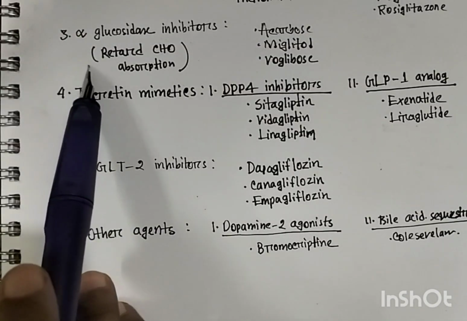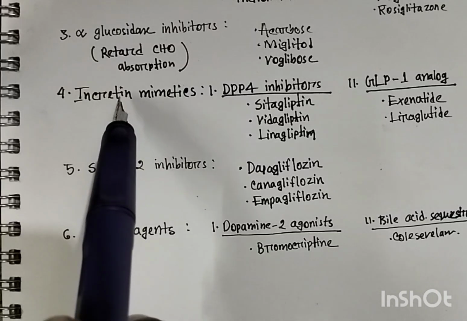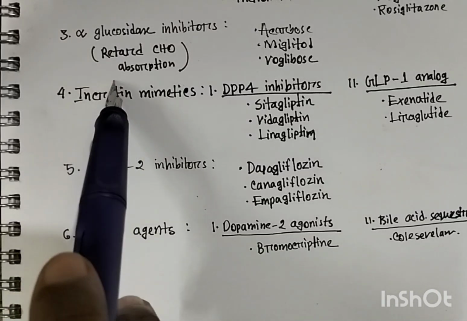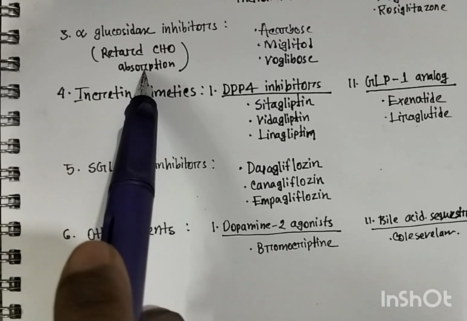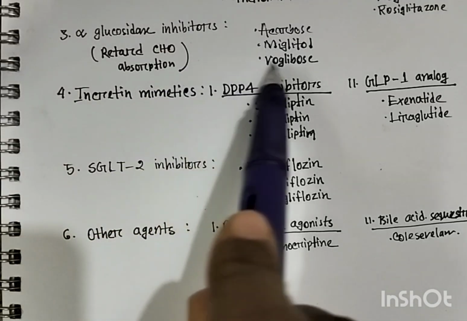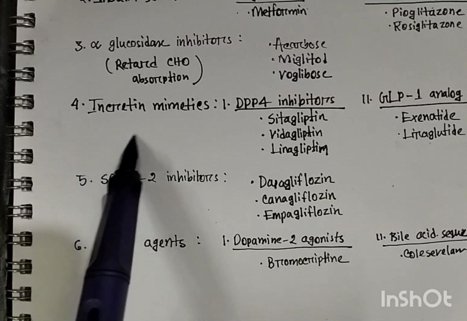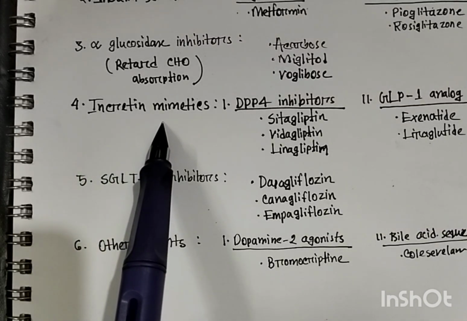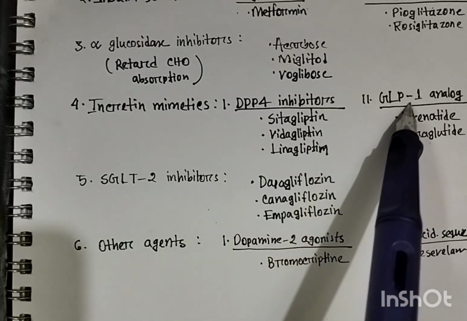Now there are alpha glucosidase inhibitors. They exert antidiabetic effects by retarding carbohydrate absorption. The examples are acarbose, miglitol, and voglibose. Now there are incretin mimetics. Incretin mimetics can be DPP4 inhibitors and GLP-1 analogs.